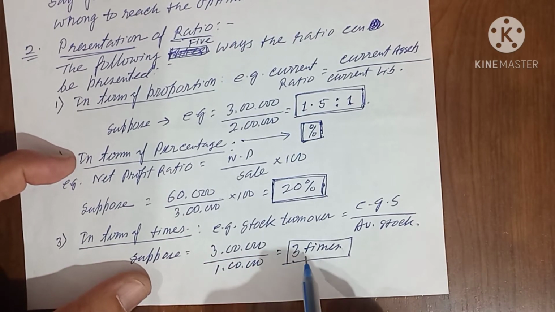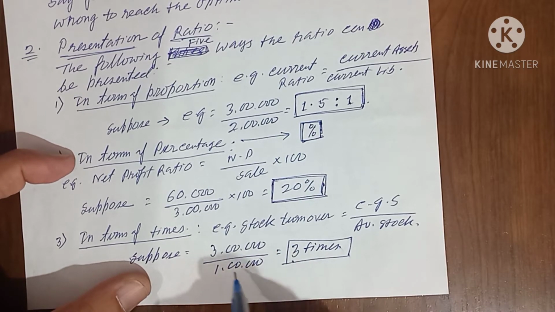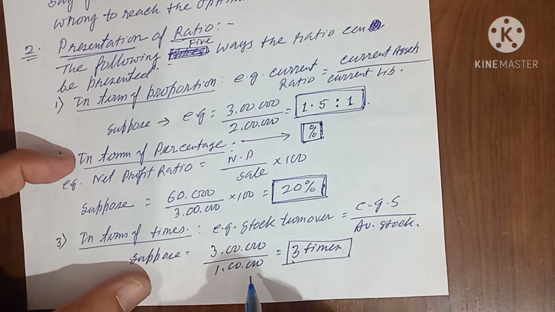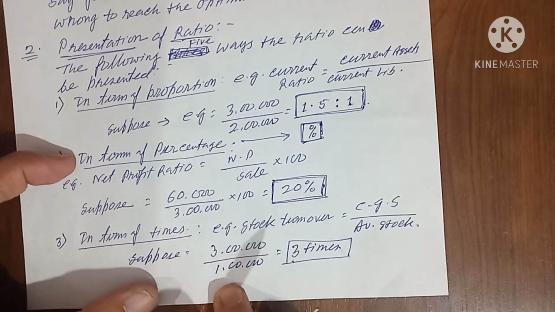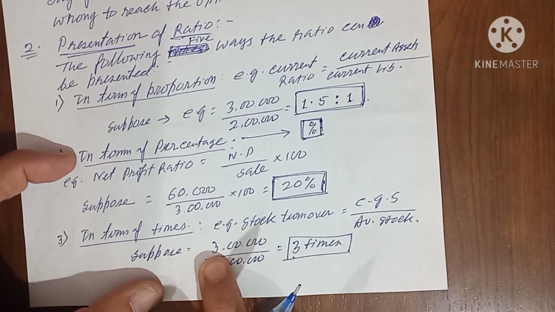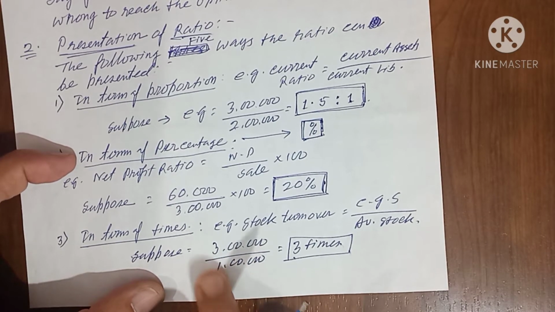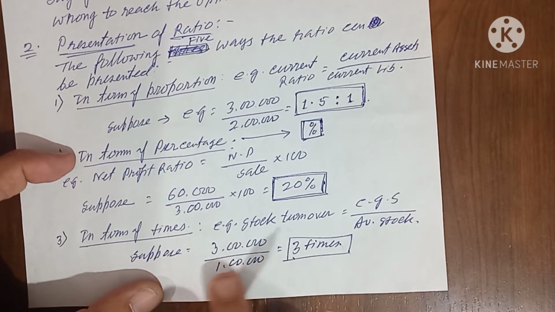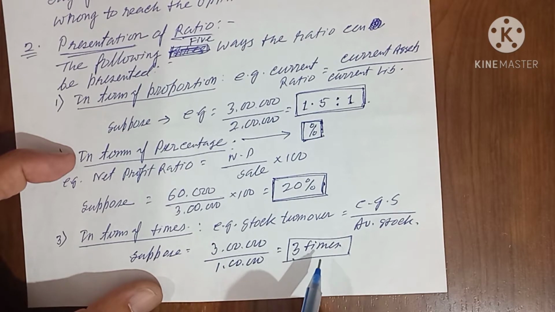That means it can be expressed not as 3:1, but as 3 times. This is called 3 times. 3 times means it is the average. If average stock is 1, then cost of goods sold will be 3. If average stock is 2, then cost of goods sold will be 6. So 3 lakh divided by 1 lakh is equal to 3 times.